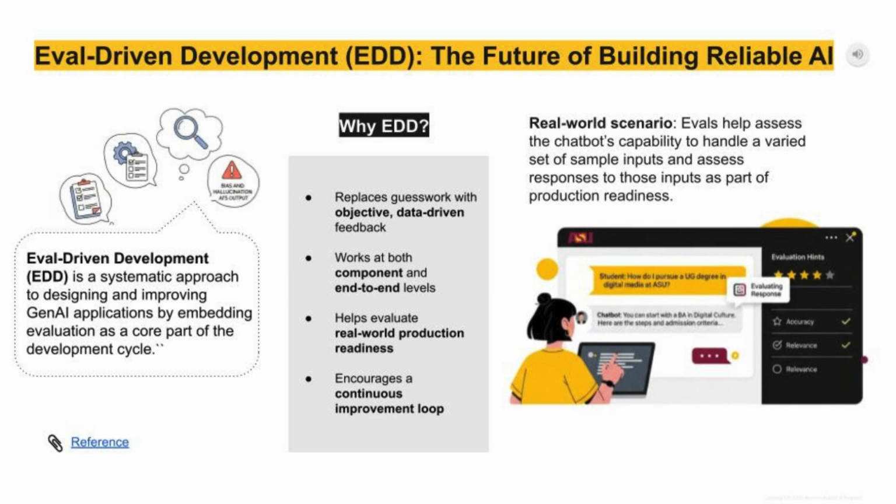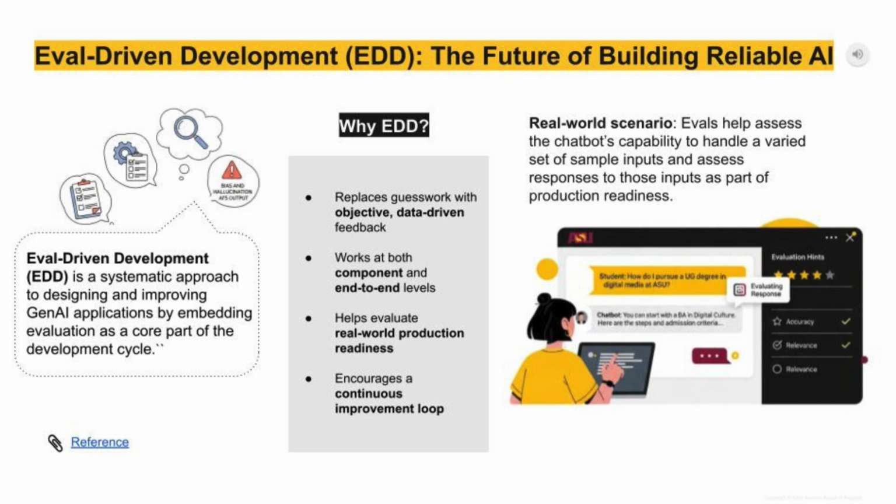To close out, let's look ahead to a new methodology called Event-Driven Development, or EDD. EDD is a systematic approach to designing and improving generative AI applications, where evaluation isn't just a testing step, it's embedded at every stage of the development cycle. Now, why do we need this shift? Traditional test-driven development worked well for deterministic systems, where the same input always gives the same output. But in GenAI, responses can vary with each run. EDD replaces that guesswork with objective, data-driven feedback.